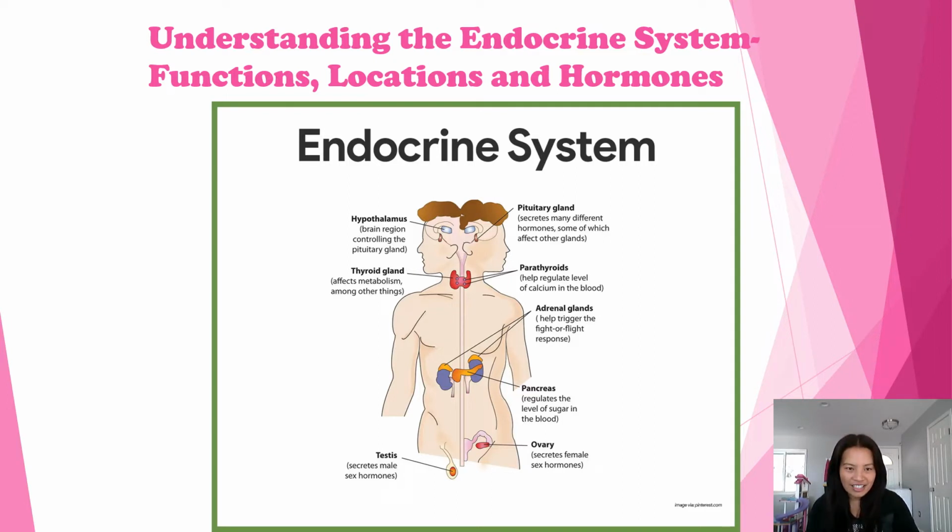The first slide says understanding the endocrine system, functions, locations, and hormones. So if you guys are not familiar with the endocrine system, this is what it looks like. And it is composed of the hypothalamus and thyroid gland, pituitary gland, parathyroid gland, adrenal glands, pancreas, ovary for female, and testes for male.